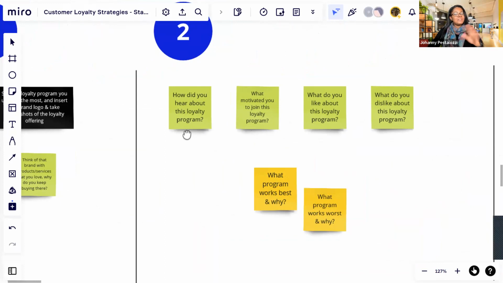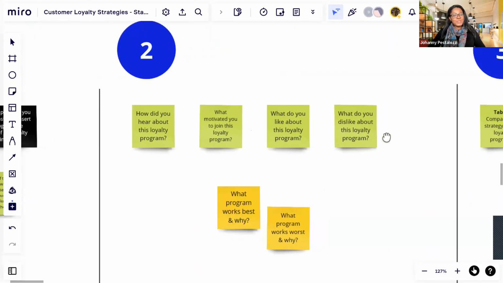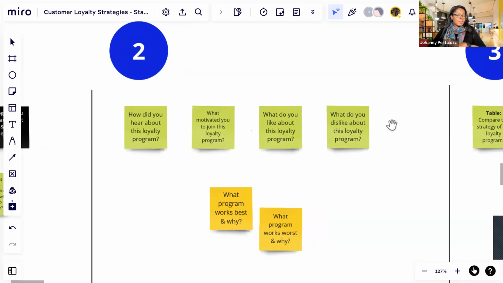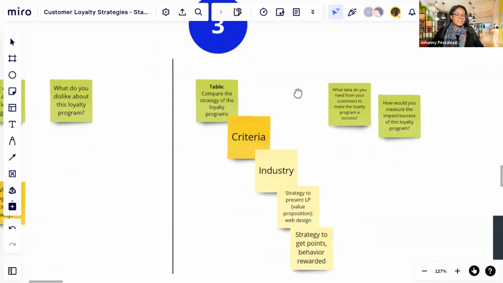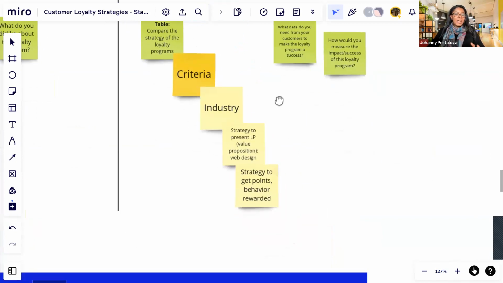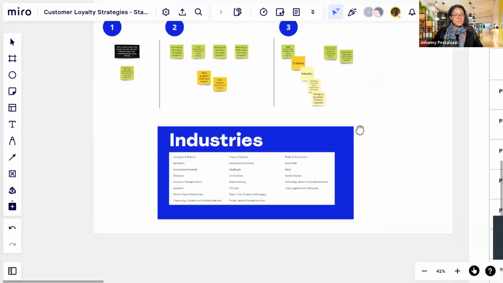In the second part, we will answer a series of questions to understand better, in a more analytical way, what the components of this loyalty program are. These questions include how did you hear about it, what motivated you to join it, what you like and what you dislike about it. And finally, we will assess this strategy by evaluating how the value proposition is presented on the website, what the strategy around getting points is, and what behavior is being rewarded. So that's in general the concept.